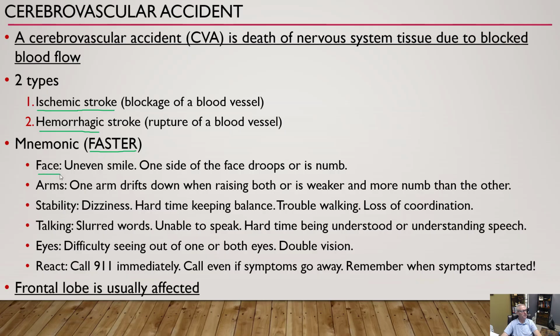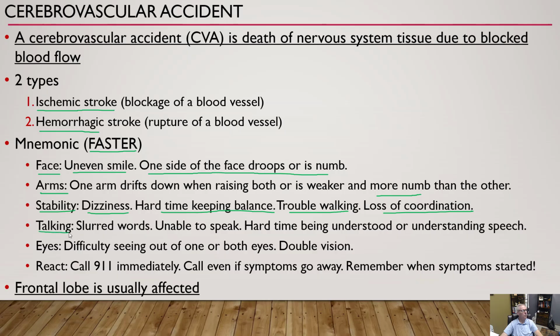So look at your face, or look at someone's face. Do they have an uneven smile? Typically, one side of the face droops or is numb. Look at their arms. When you hold your arms out and your eyes are closed, maybe one arm droops down, or one arm is weaker, or more numb than the other. Look at their stability. Are they dizzy? Do they have a hard time keeping their balance? Do they have trouble walking? Is there a loss of coordination?